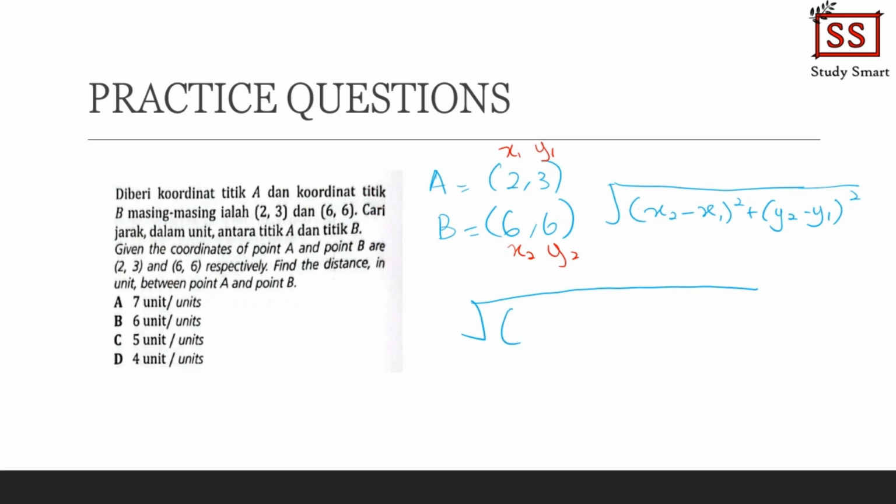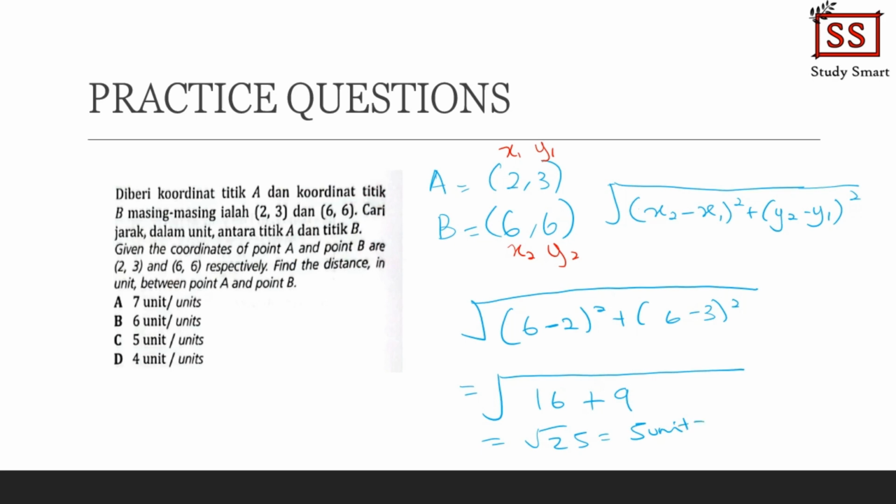x2 which is 6 minus 2 squared plus y2 which is 6 minus y1 which is 3 squared. Solve the minus first. 6 minus 2 is 4. 4 squared is 16, plus 6 minus 3 is 3. 3 squared is 9. When you add 16 plus 9, it is 25. The square root of 25 is 5 units. That's it. Quite easy, right? You already found the answer for the distance. The answer is C.